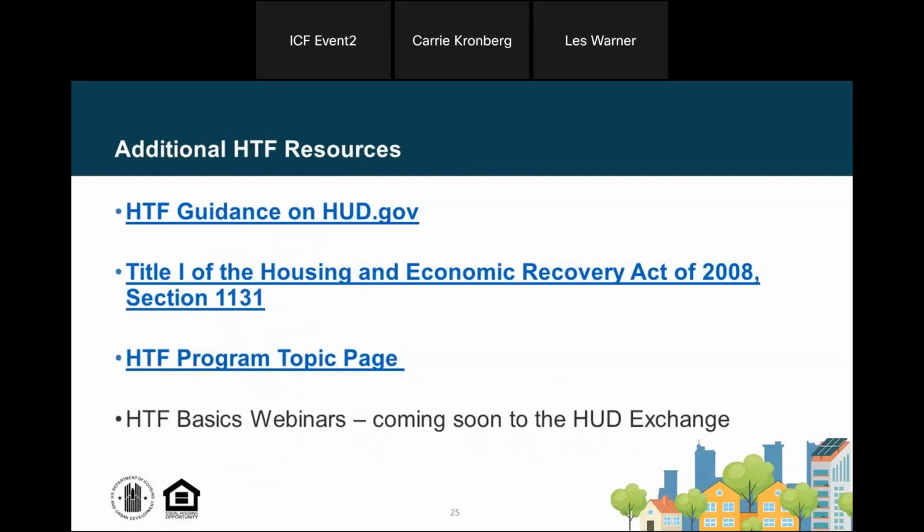If you want to look at the regulations for this program, it's Title I of the Housing and Economic Recovery Act of 2008. And then there is a Housing Trust Fund program topic page. All of those items related to regulation, guidance, and frequently asked questions are found there, including the annual income limits and also the rent restrictions.